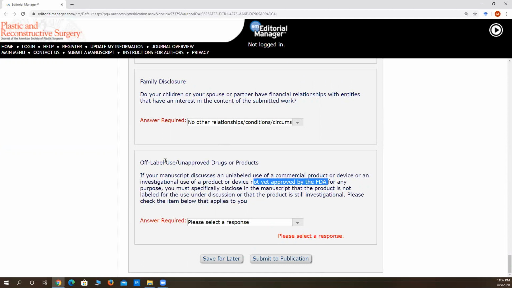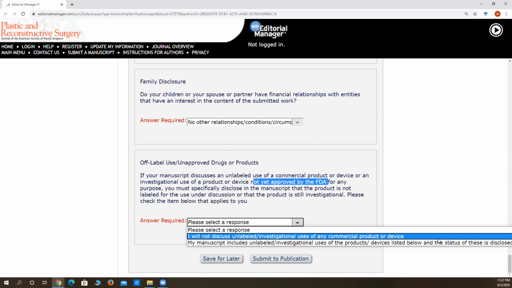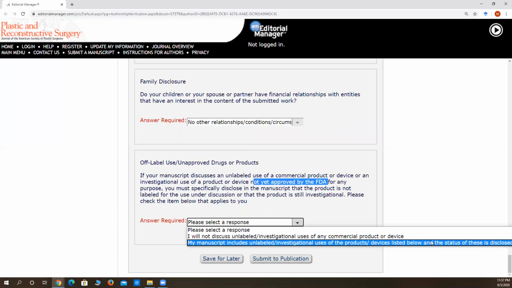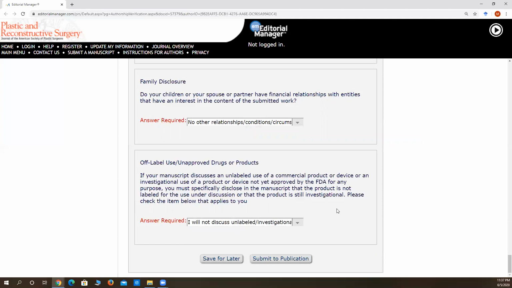In your paper, if there is any mention of drugs that were not approved by the FDA, you have to report that here. My manuscript includes investigational use of drugs or products and the status is disclosed, which means that you'll discuss in your paper that these drugs are not approved by the FDA and put a disclosure statement in your manuscript. But in my situation, I don't have any unlabeled investigations. After you click submit for publication, you will receive another screen saying your form has been submitted. Usually you will also receive an email. So once you see that screen, that means your form has been submitted.